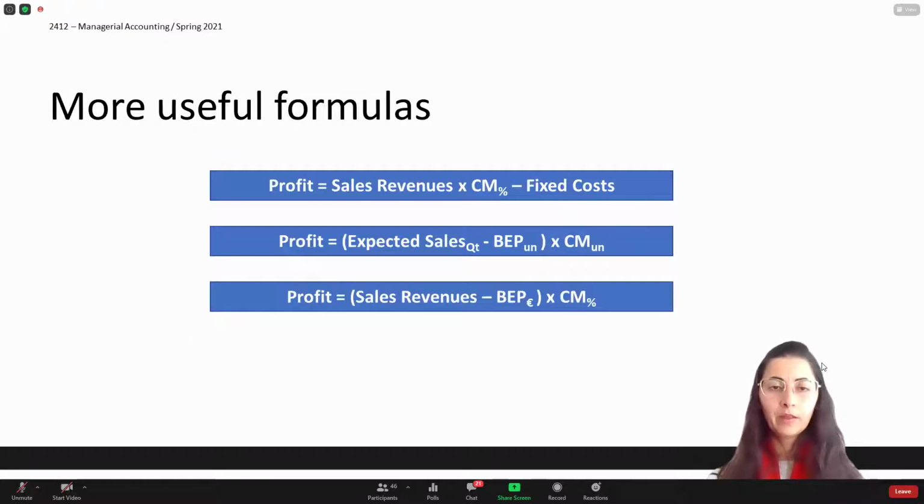No? Okay, so I leave here on the slides a few more formulas. It's always starting from the formula of profit. Profit equals sales revenues minus variable costs minus fixed costs. Just working around these formulas, depending on what we will work out, depending on the information that we have available, we can keep these here. Any questions? No?